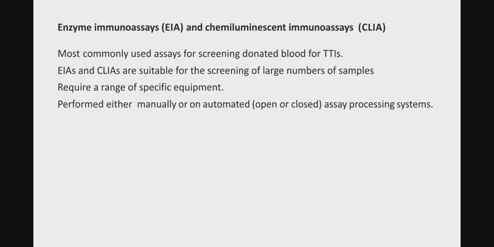The enzyme immunoassay and chemiluminescent immunoassay are the most common assays for screening donated blood for the transfusion transmissible diseases. They are suitable for the screening of a large number of samples. These tests require a range of specific equipment and are performed either manually or on an automated system. The automated system may again be an open system or a closed assay performing system.